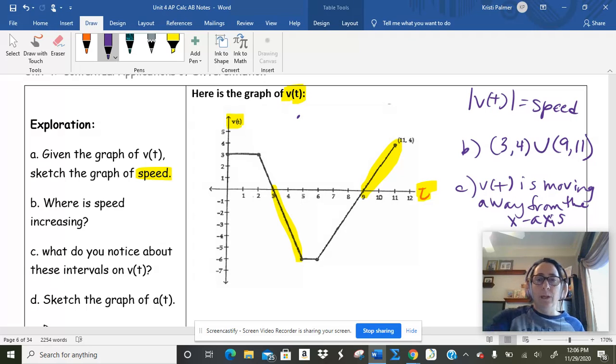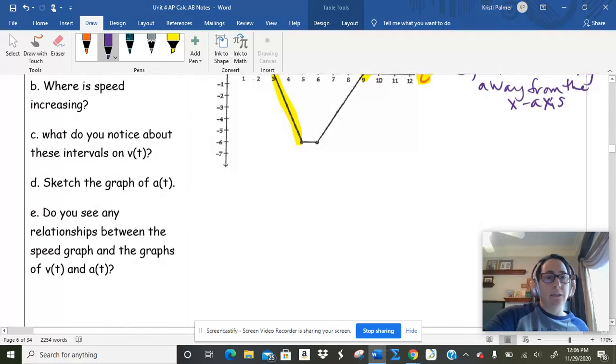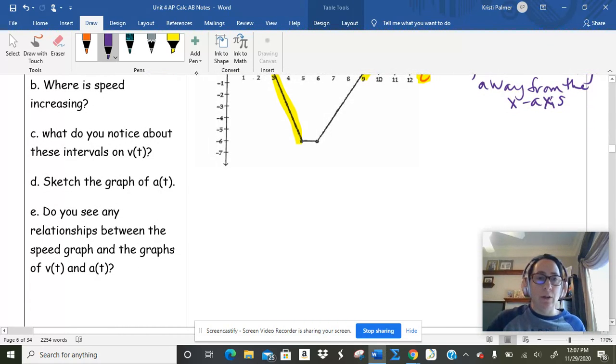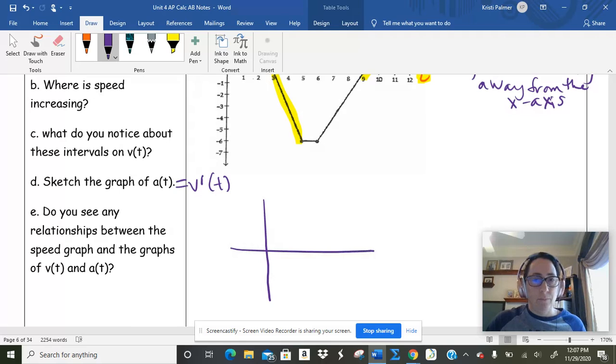Now we're going to go to D, trying to connect a lot of this. Now it wants me to sketch the graph of a of t, and remember a of t is v prime of t. So we are going from 0 to 11, and I'm going to go up to 3 and down to negative 3. We'll discuss why in a second.